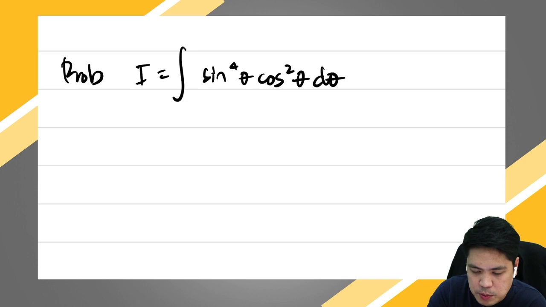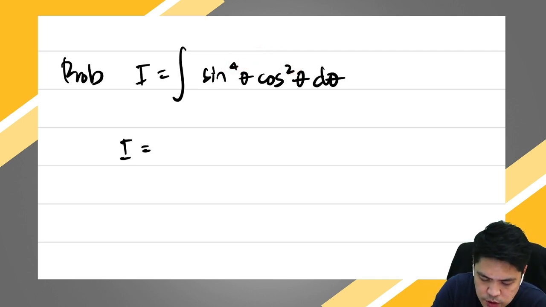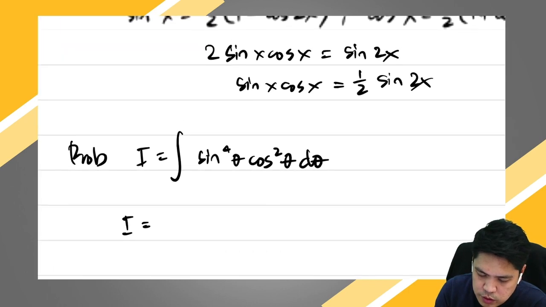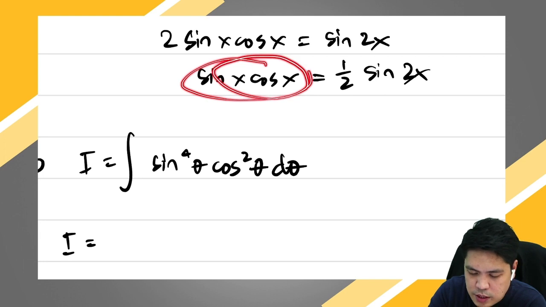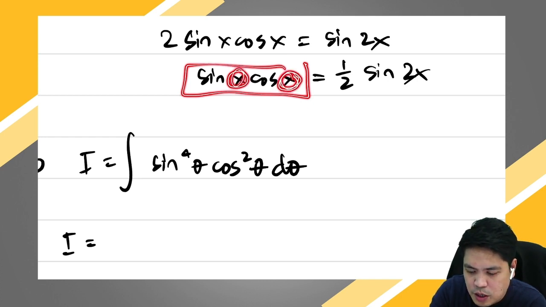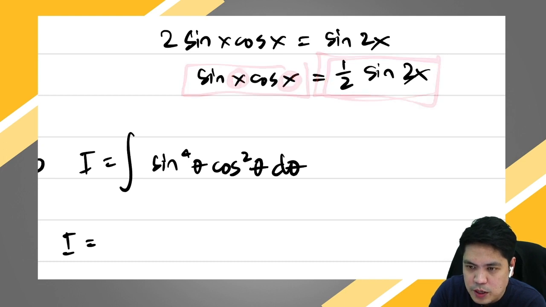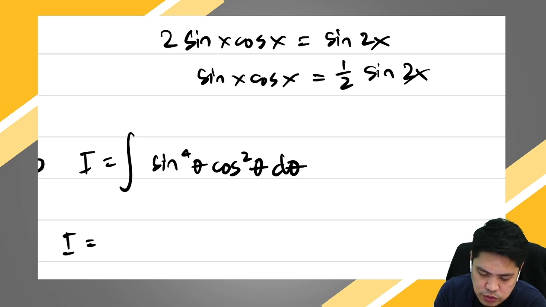Let's try to solve this problem. So both the exponents are positive and even. Okay, so let's try this first. Remember that in our transformations, we have sine x cosine x appearing. And this is not the same as the previous transformation, because these angles are just the same. So therefore, we can only use the double angle identity, which is precisely this.